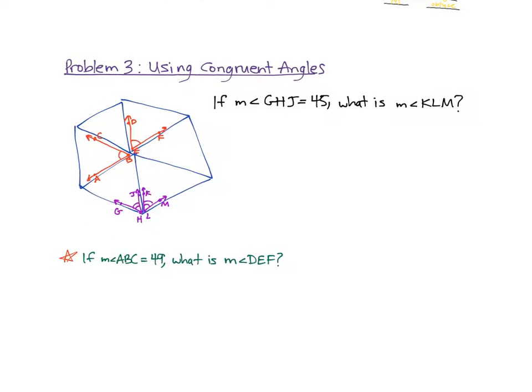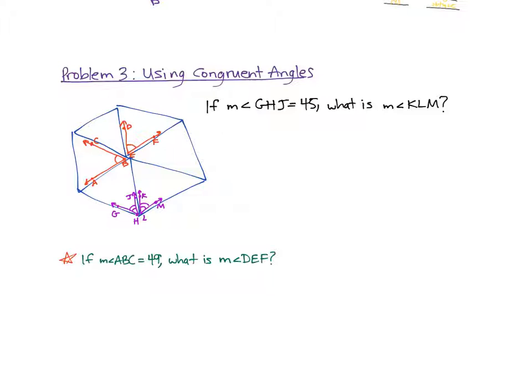So let's see how we can use this in a problem. In this picture, we have some triangles that form a polygon, and this says if angle GHJ is 45, so that's talking about GHJ here.